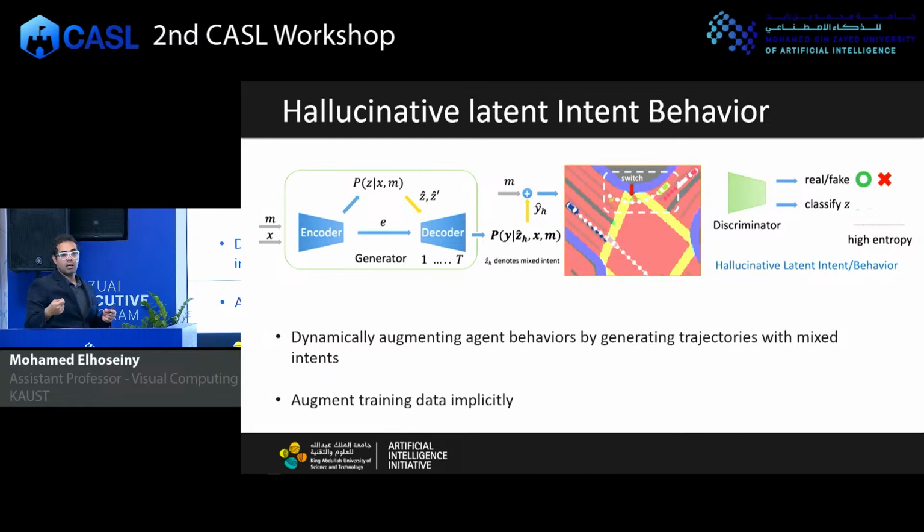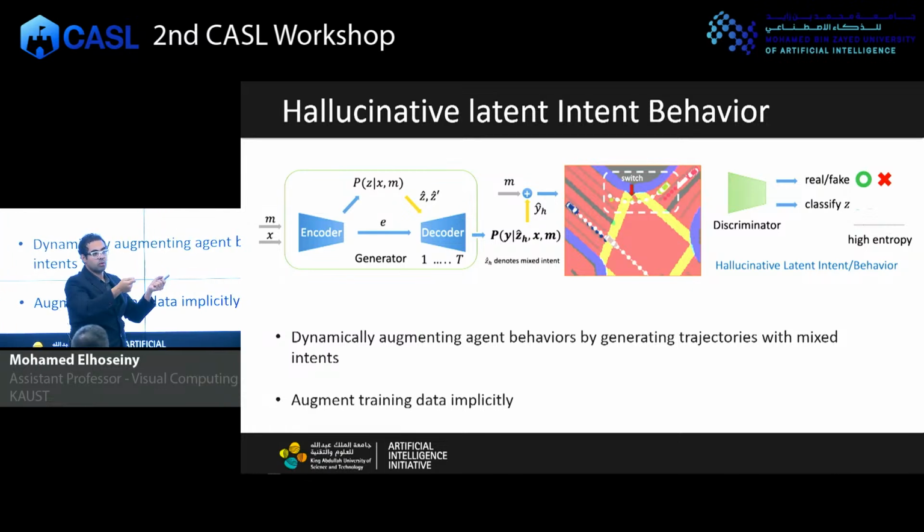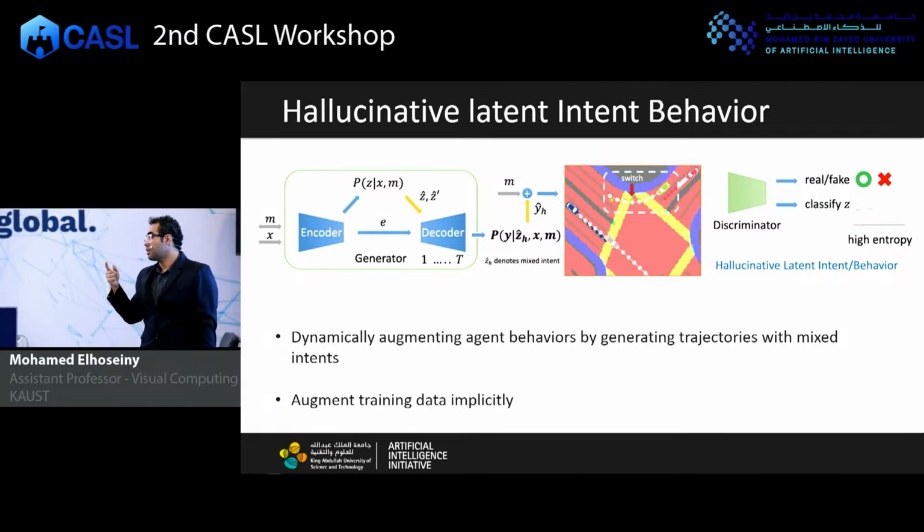In order to predict with a hallucinated driving intent, you pick two driving intents. Let's say we have 25 intents, and pick intent number 1 and intent number 5, and switch at a random time step from one intent to another. You feed that to the generator. It will end up producing a trajectory that is produced by mixed latent intents. And you want that to trick the discriminator to believe that it's real. And you have another head that predicts which intent this trajectory is coming from.